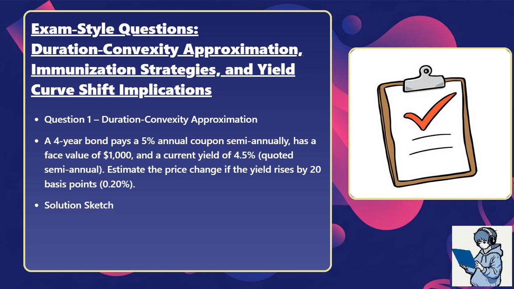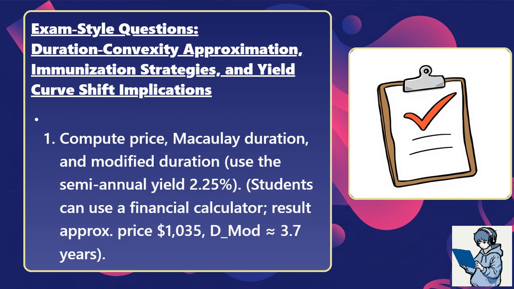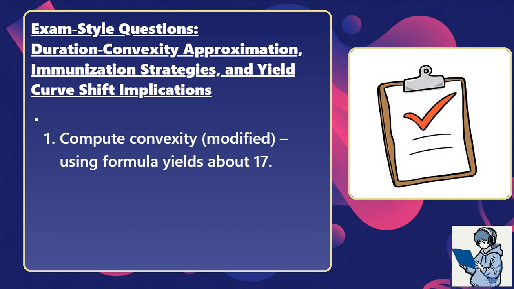A solution sketch. 1. Compute price, Macaulay duration, and modified duration. Use the semi-annual yield 2.25%. Students can use a financial calculator. Result: approximately price $1,035, D_MOD approximately 3.7 years. 2. Compute modified convexity using the formula, which yields about 17.